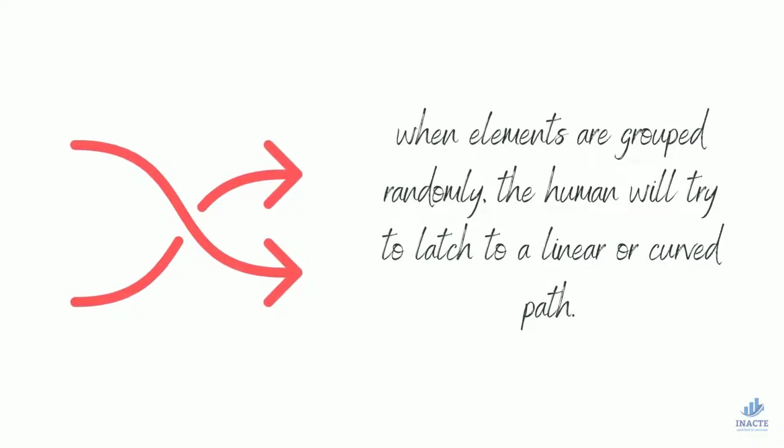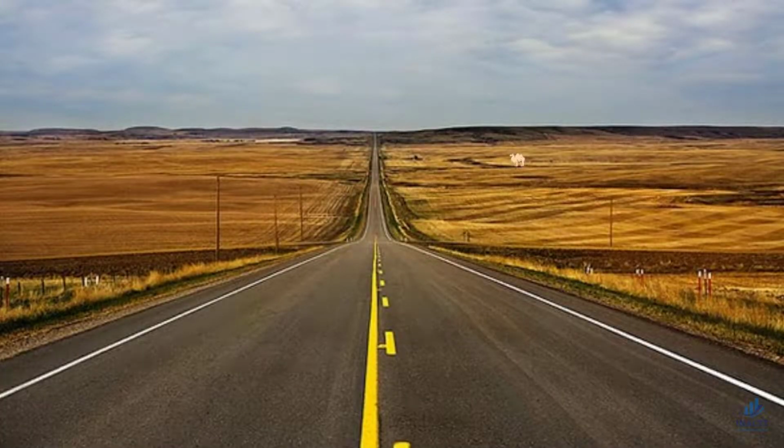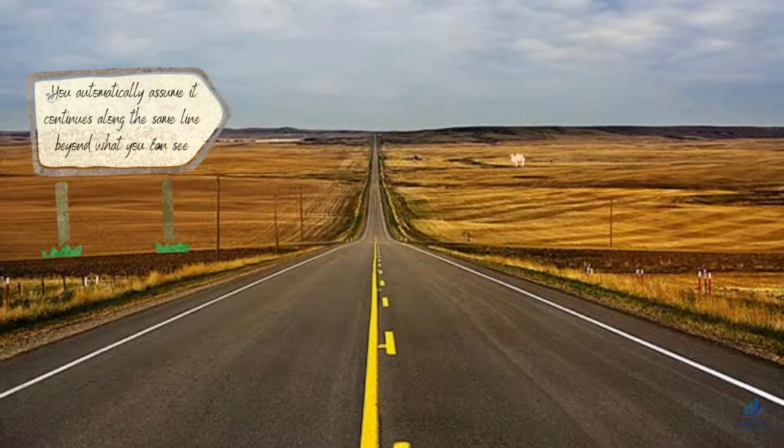Elements in a line or a curve are perceived to be related to each other as opposed to those positioned randomly. Think about when you look at a rod. Many times it will expand into the distance further than the eye can see. But that doesn't mean you believe the rod stops at the horizon. Instead, you automatically assume it continues along the same line beyond what you can see.